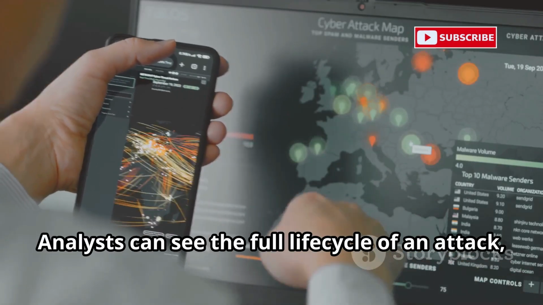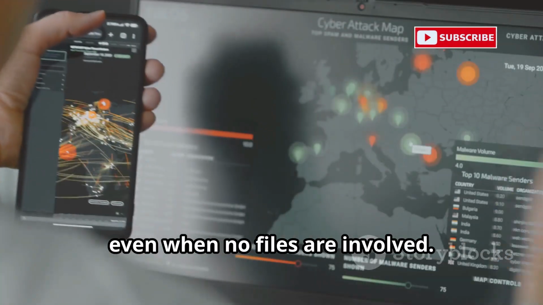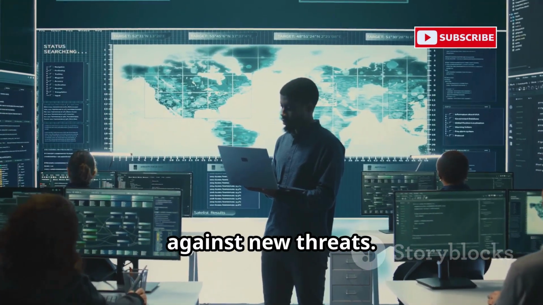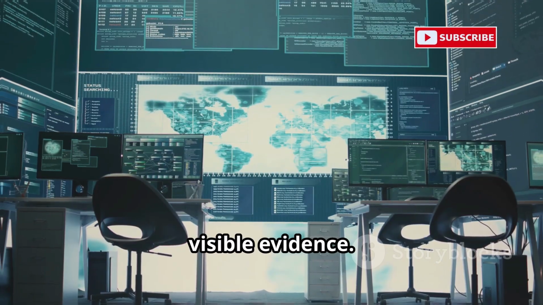Analysts can see the full life cycle of an attack, even when no files are involved. This helps them understand and defend against new threats. Cuckoo turns invisible attacks into visible evidence.